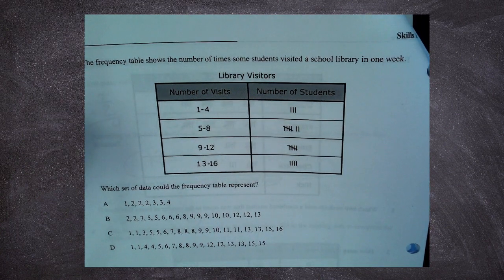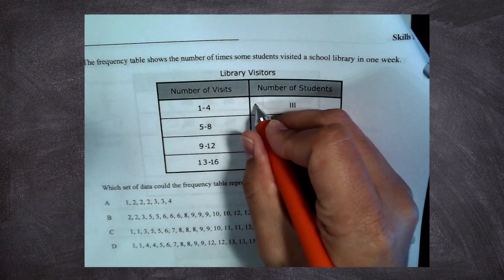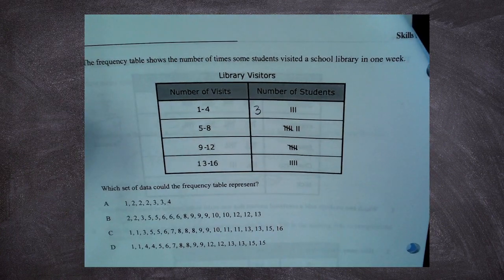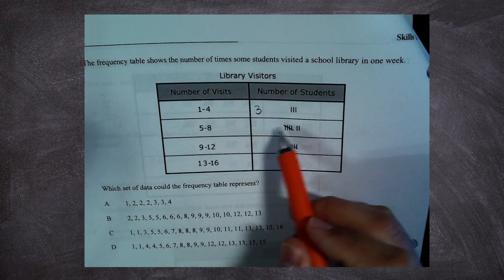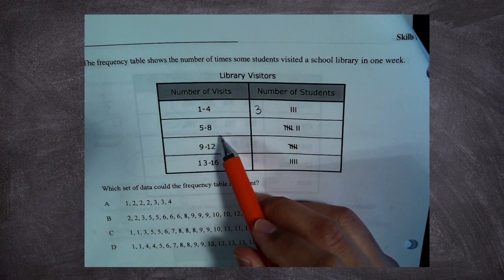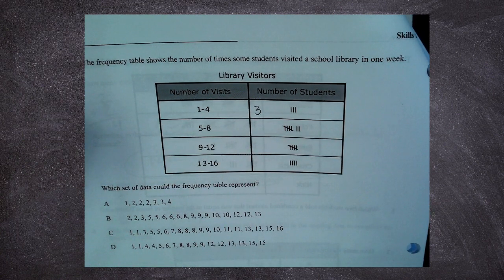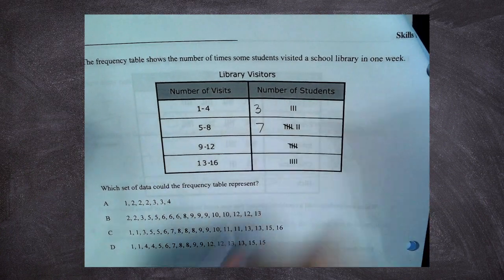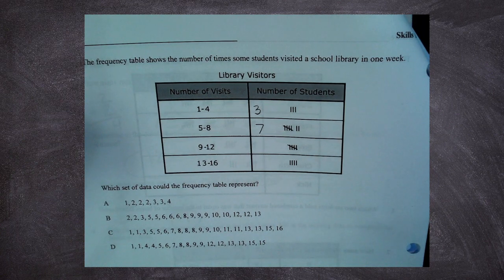Kylie? 3. Okay, I'm going to put a number 3 here. How many students went to the library between 5 and 8 times? Who can tell me how many people went to the library between 5 and 8 times? Noah? 7. There were 7 people who went to the library between 5 and 8 times.